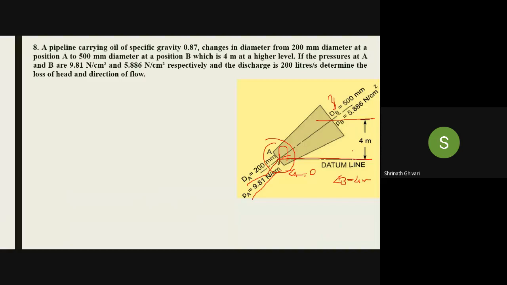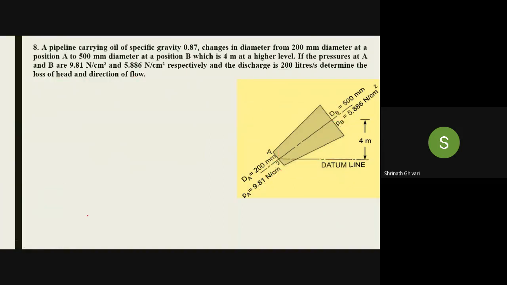Here he has not given any inclination, so you may feel that it is like a normal vertical pipe. But he has given that the diameter changes from 200 mm to 500 mm at position B, which is 4 meter at a higher level. So from this level it is 4 meter high, and from this we can assume that it is an inclined position. The discharge is 200 liter per second. Determine the loss of head and the direction of flow.